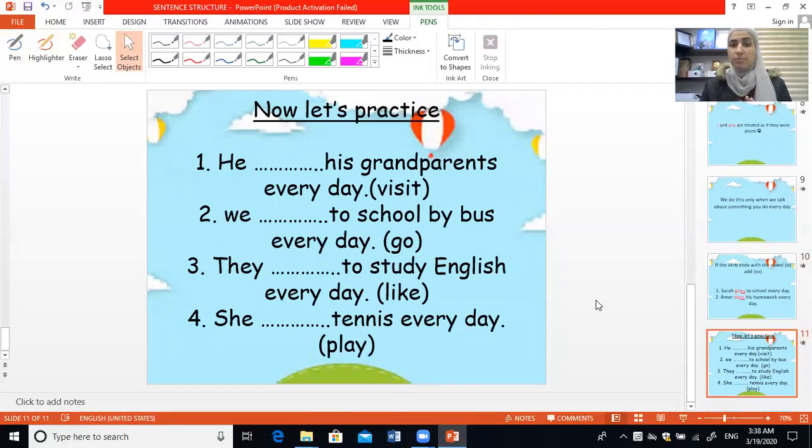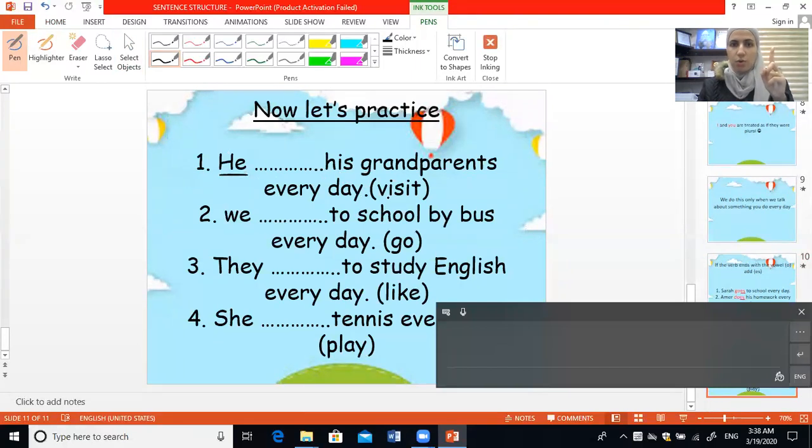Now let's practice. His grandparents every day. So we need to check here. Let's use a pen. You have here he is singular, is one. So do we need an S here, or do you want him to keep crying because he's alone? No, we don't want him to cry because he is one. So we will put an S with the verb like this. So visits. He visits. Good job.